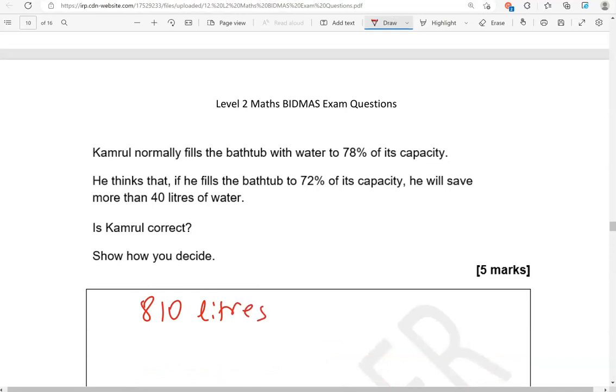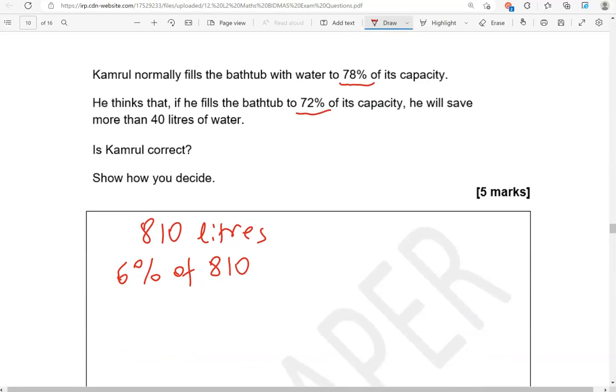He thinks that if he fills the bathtub to 72% of its capacity, he will save more than 40 liters of water. So the difference between 78% and 72%, that is 6%. So is 6% of 810 equal to 40? That's the question.